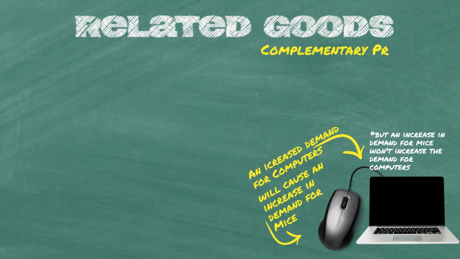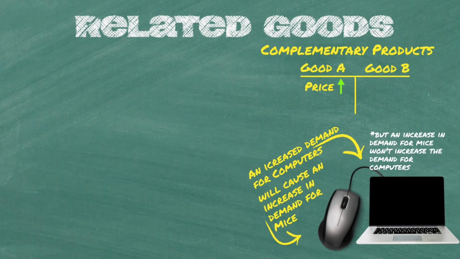Let's say we have two complementary goods, good A and good B. If the price of good A rises, then the demand for good B falls. And if the price of good A falls, then the demand for good B rises. And because the economy is so interconnected, there's a lot more complementary products than you might realize. Potatoes and ketchup, coffee and coffee creamer, cars and gasoline. Phones have a lot of complementary products: chargers, cases, phone banks, SIM cards, data plans.